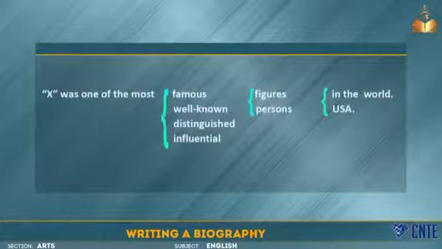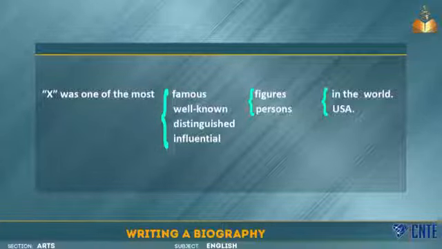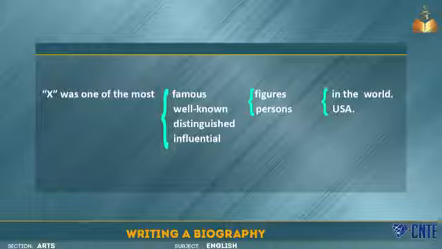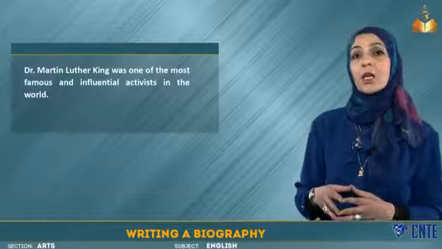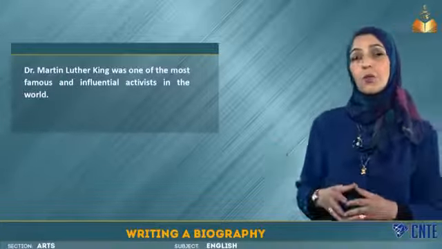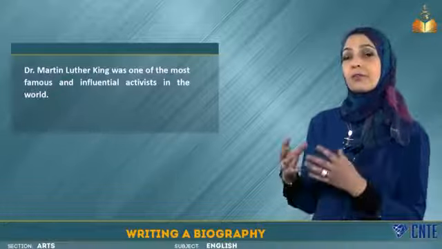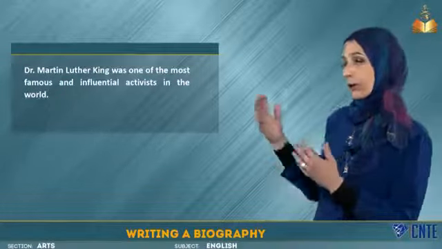For instance, X was one of the most famous or well-known or distinguished or influential, we say, figures or persons in the world or in the USA or in any other part of the world. In this task, we can write, Dr. Martin Luther King was one of the most famous and influential activists in the world. After that, you move to the date and place of birth, which come in general at the beginning of the hints.